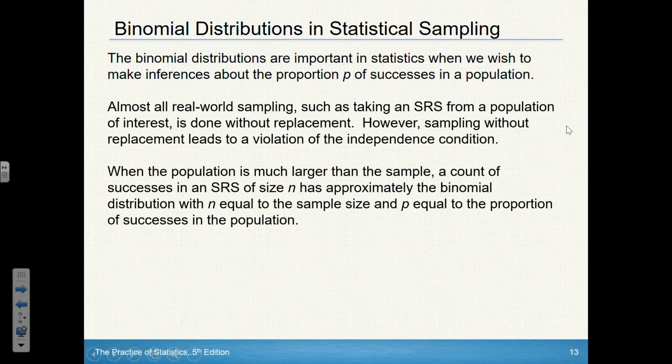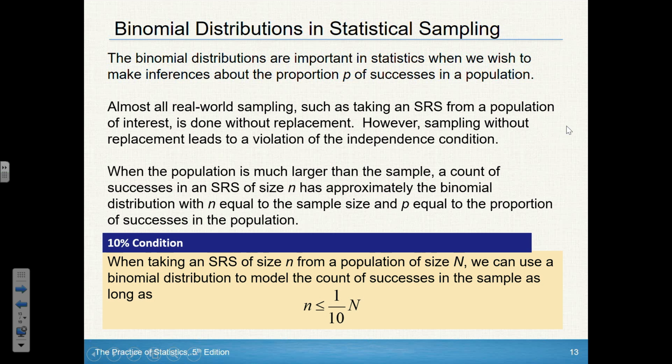Now, what that caveat is, is that your sample size has to be less than 1/10 of the population size. That's referred to as the 10% condition. It says at the bottom here, when taking an SRS of size n from a population of size capital N, so you see lowercase n for the sample size, capital N for the population size, we can use the binomial distribution to model the count of successes in the sample as long as little n is less than or equal to 1/10 times big N, which again is that the sample is less than or equal to 1/10 of the population.